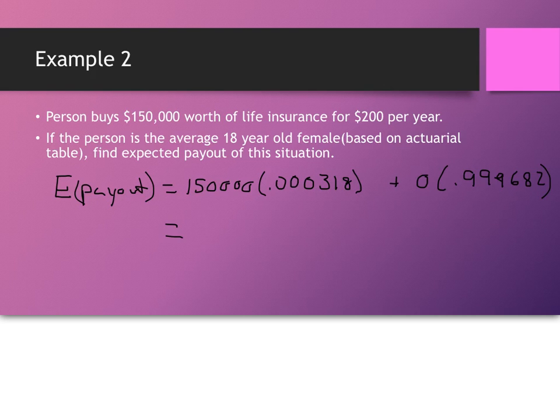So the expected payout is $47.70. Right? So for the average 18-year-old female, the insurance company only predicts that they're going to pay out $47.70 per policy. Okay?